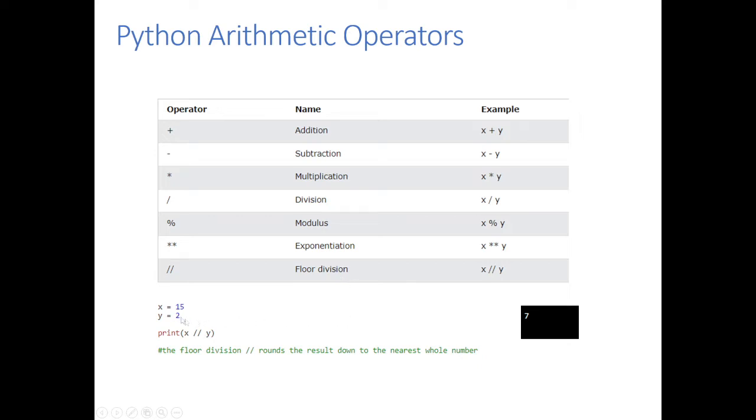So in this example, let's say x equals 15, y equals 2, so print x divided by 2. So this gives us 7.5 if we don't use double slash. But since we use double slash, this will give us the floor division. It will just remove the decimal or the fraction part. So most of these are already familiar to you.